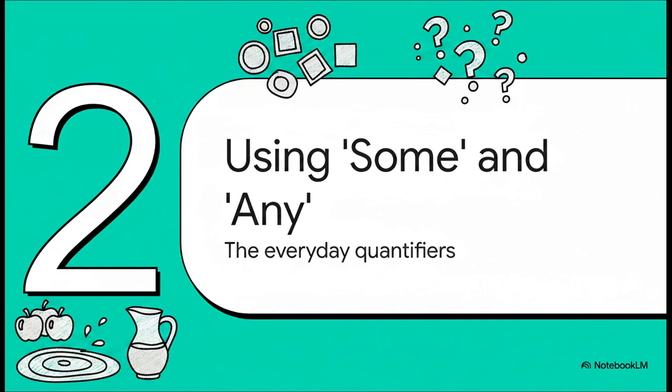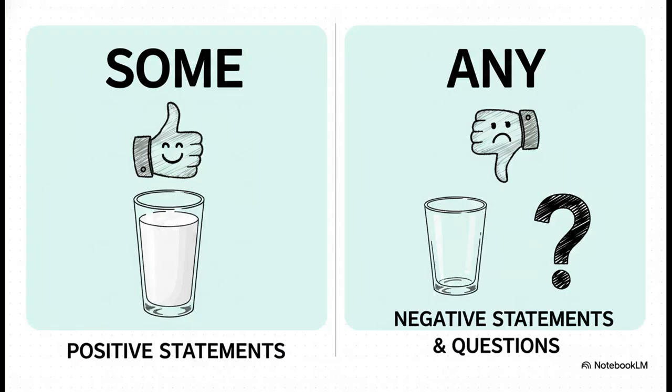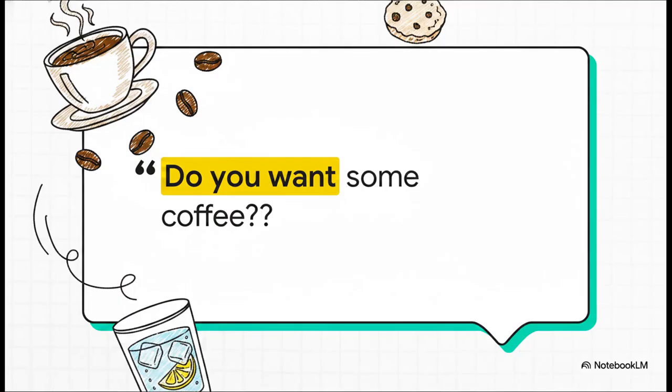So now that we've got our core rule down, countable versus uncountable, let's put it to the test with 2 of the most common words we use, some and any. So, here's the general deal. We tend to use some for positive sentences, like, I have some ideas. And we use any for negative sentences and questions, like, I don't have any ideas, or do you have any ideas? It's a really reliable pattern, but there is one little twist when it comes to using some in a question.